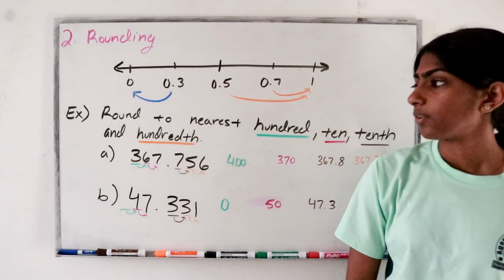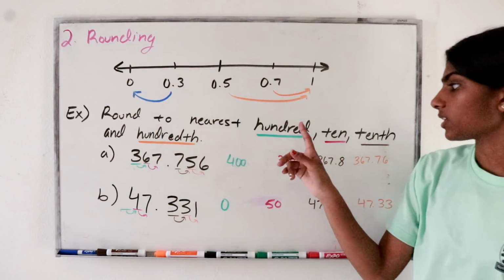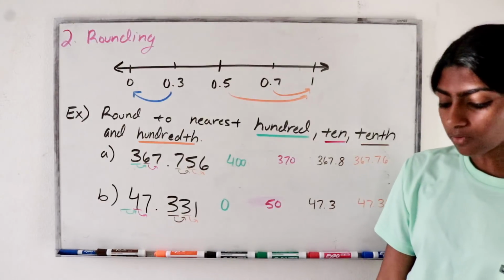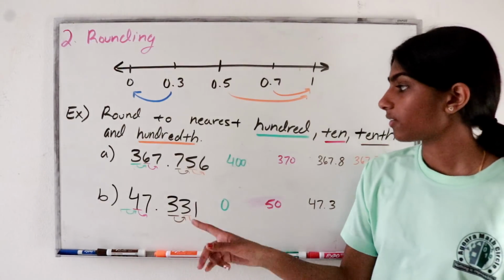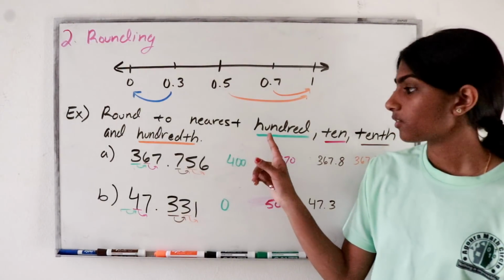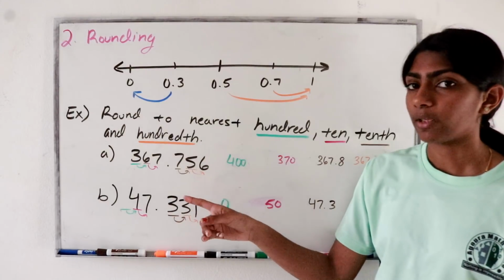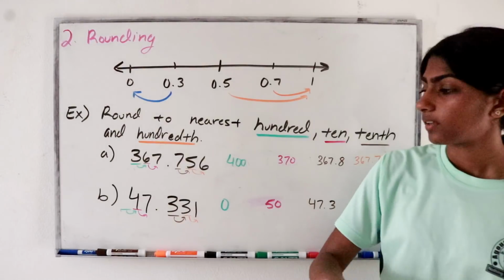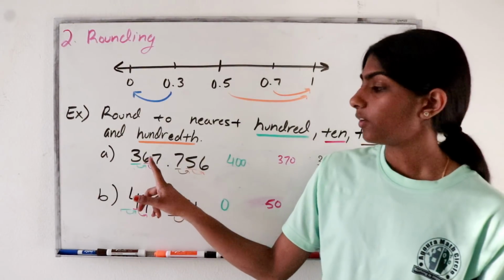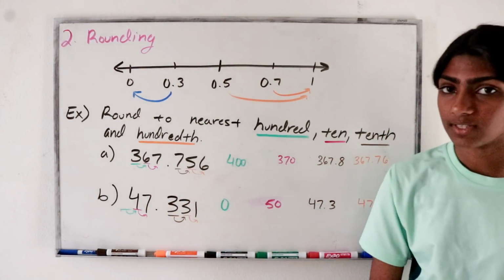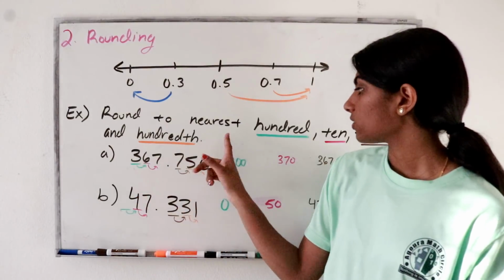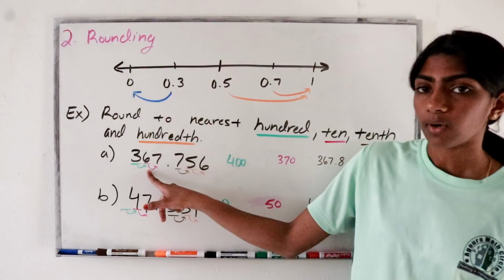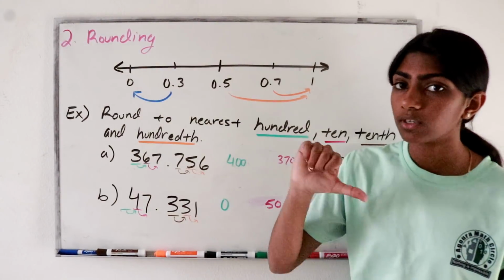So let's look at this example. Round these numbers to the nearest hundred, 10, tenth, and hundredth. The general rule of rounding is that you look at the place it's asking for, and then look at the digit right before it to determine if you're going to round up or down. So for this decimal right here, 367.756, we are going to round it to the nearest hundredth, right? So we look at the hundredths place, and then we look at the digit right before it to see if we're going to go up or down.